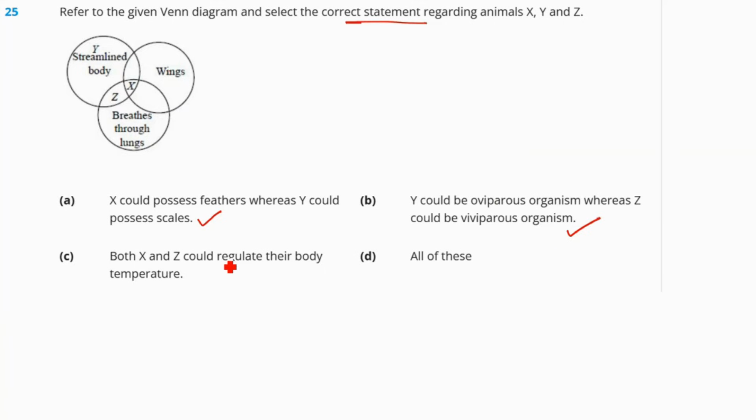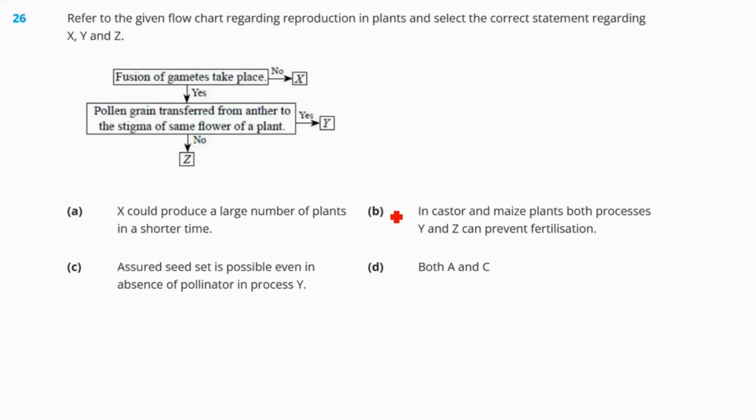Both X and Z could regulate their body temperature. X is a bird and Z is a mammal, right? So yes, they can regulate their body temperature. So all statements are correct. So our correct answer is option number D.